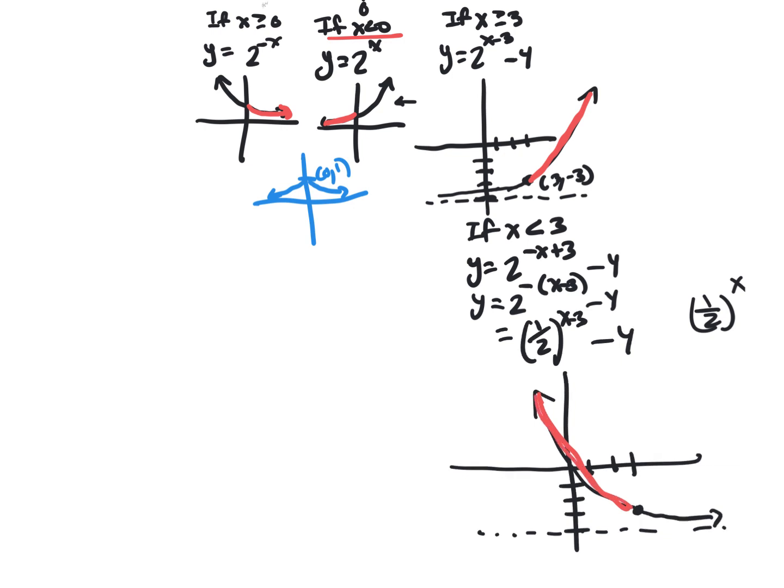So that's why when we put this together, we've got something that looks like that. So the range is -3 inclusive to infinity. So just a little kind of absolute value review for you.